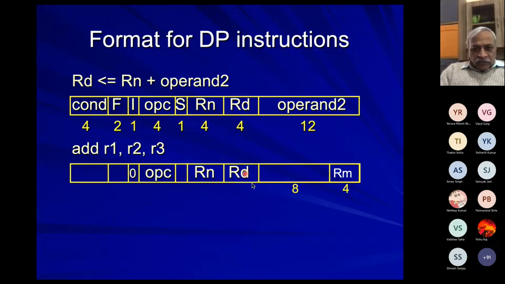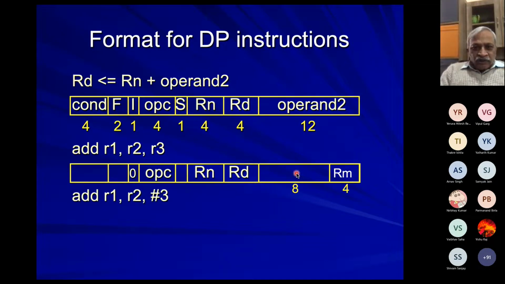All right, I'll come to that in a moment. So here the second operand is a register, and that register number would be specified in this part of the operand 2 field. Okay, 8 bits are used for something else.